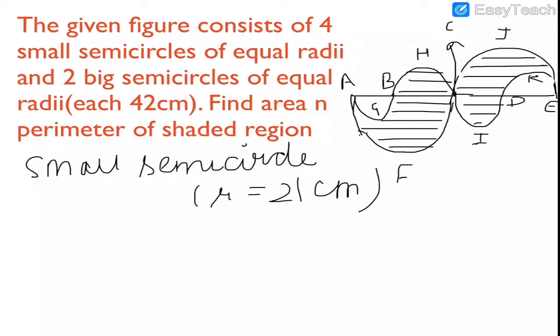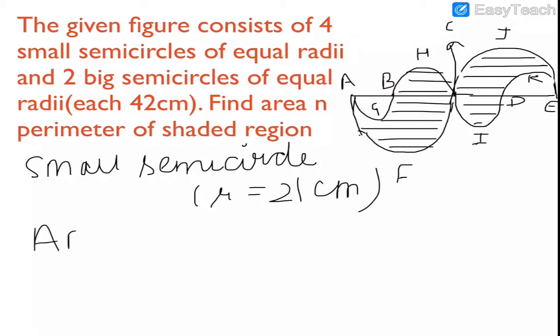So first of all, we'll have to subtract the area of AGB from the area of semicircle AFC, and then add the area of semicircle BHC. Similarly, we will subtract the area of semicircle DKE from the area of semicircle CJE, and then add the area of CID, because it is also the shaded region. So let us begin with it.